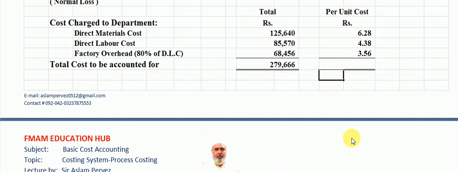Now we have to add to find the total cost per unit here. This is the total cost per unit, 14.22.